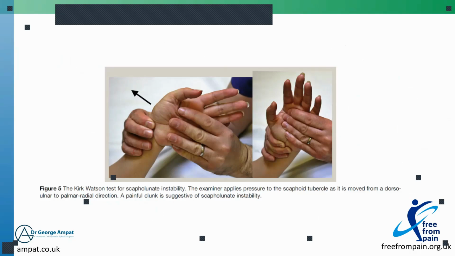To identify the DISI, you do what is known as the Kirk-Watson test. So you hold the radius with one hand. This finger is stabilizing the scaphoid. And with the other hand, you're moving from an ulnar direction to a radial direction. So you're pushing it into ulnar deviation, then pushing into radial deviation. You will feel a click there, and a painful click suggests that the scapholunate ligament is lost.